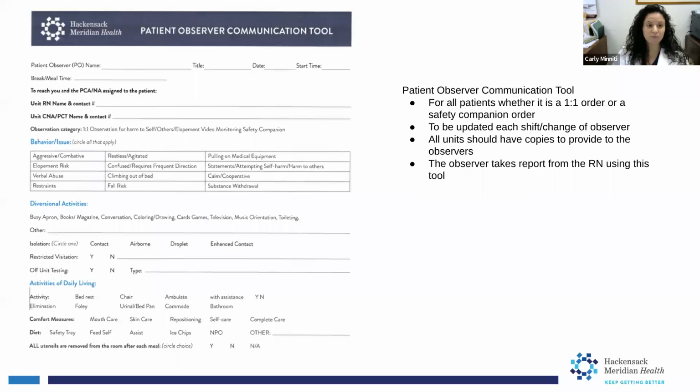So this is just a picture of the patient observer communication tool. Often this can get missed, but it is very important for the patient observers to know why they're watching that patient and any restrictions that the patient might be on. This is given to all patients, whether it's a safety companion or a one-to-one. They really need to know why they're watching that patient.